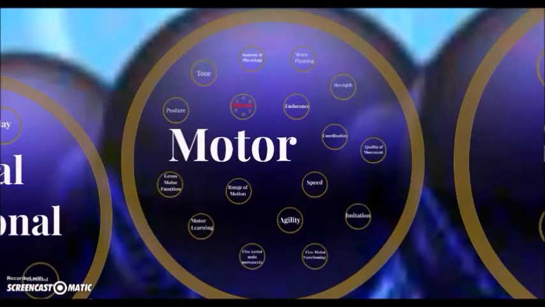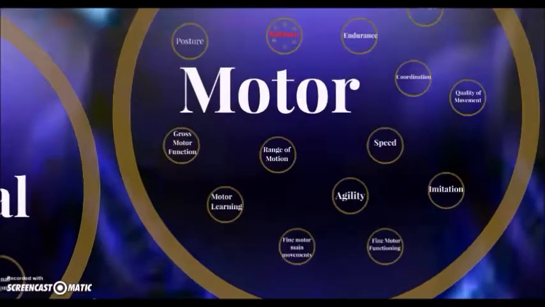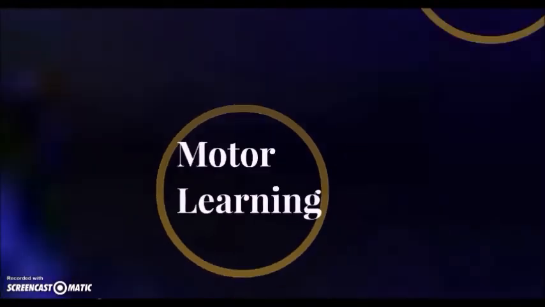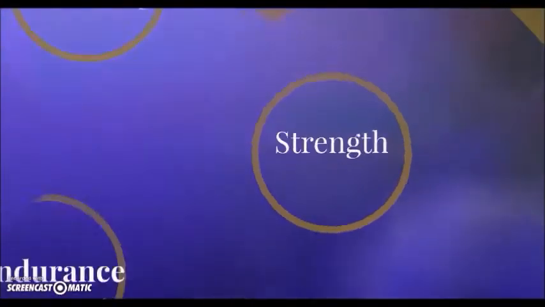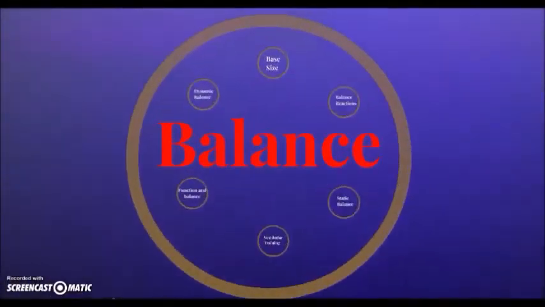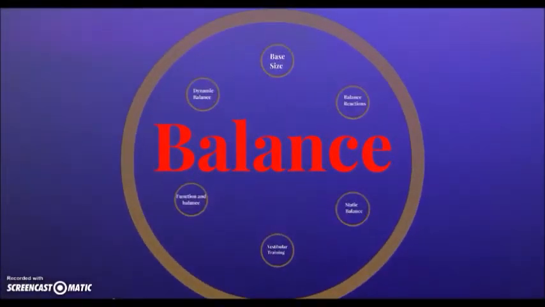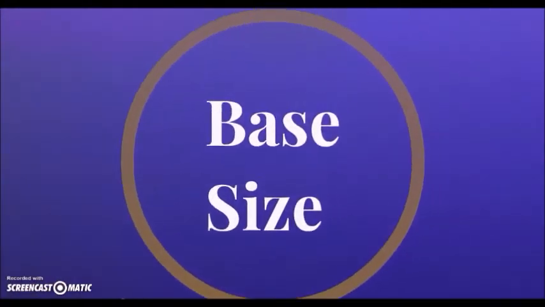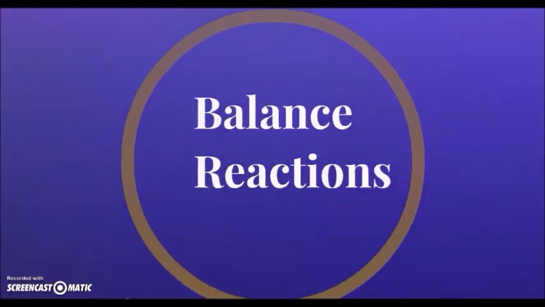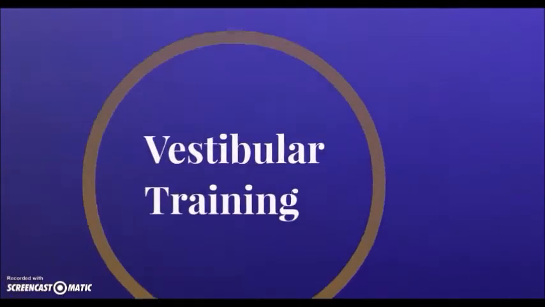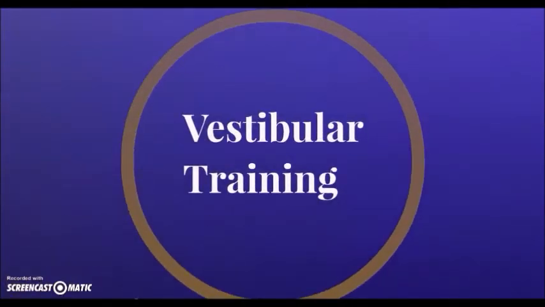The motor system. The motor system includes many areas, some of which are motor learning, strength, posture, imitation, and balance. Let's have a closer look at what is involved in balance. It includes dynamic balance, base size, balance reactions, static balance, vestibular training, and function and balance.